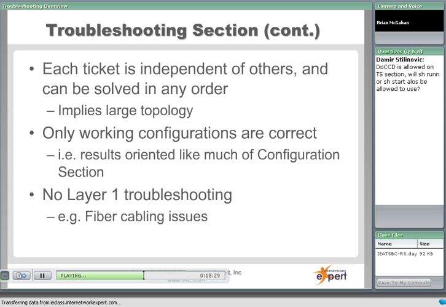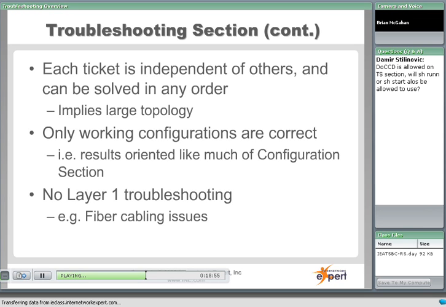Now, in order to do this, to make sure that each individual troubleshooting ticket or trouble ticket is independent, it implies that the topology that they are using is going to be fairly large. So you may get to the troubleshooting section and see 15, 20, 30 routers or more. Do not be intimidated by this.